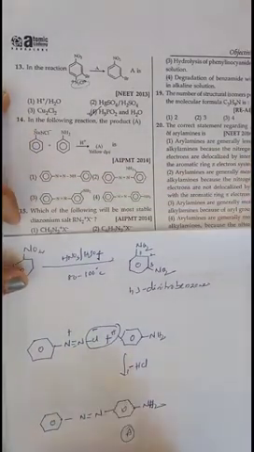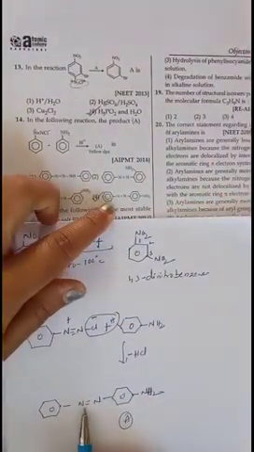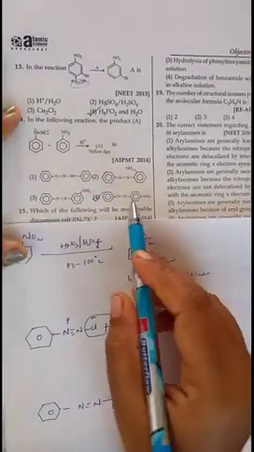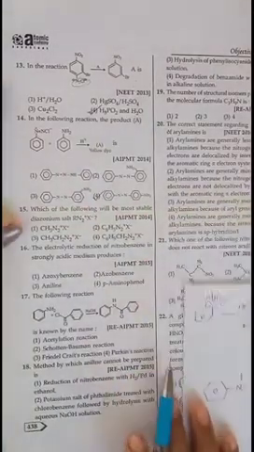So now which option resembles this? The fourth option, C6H5 N double bond N C6H4 NH2. So this is the yellow dye which is obtained after this reaction. That is the answer for the 14th one.